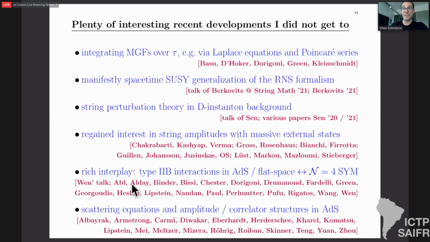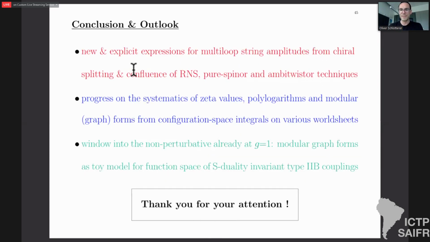Maybe the most pressing one, in view of all the configuration space integrals, is that I haven't finished the job and I haven't integrated over tau or, say, the complex structure moduli at higher genus. But you get very close to doing that last integral if you know about Laplace equations and Poincaré series of modular graph forms. And I realized that it's hopeless to go through all these bullet points. My apologies for directly hopping to the last slide. So these are the key messages I would really love to drive home.